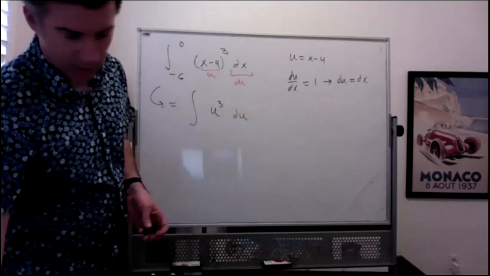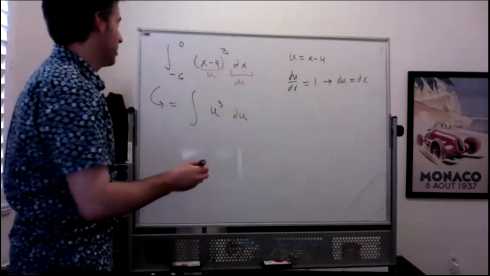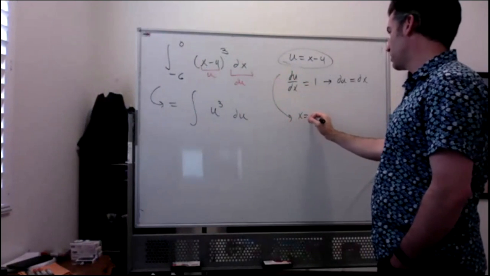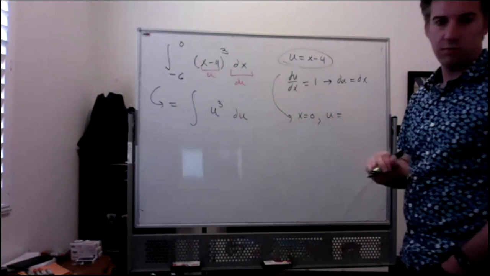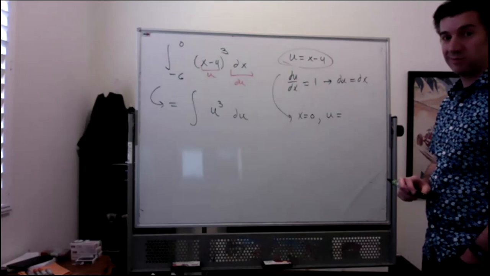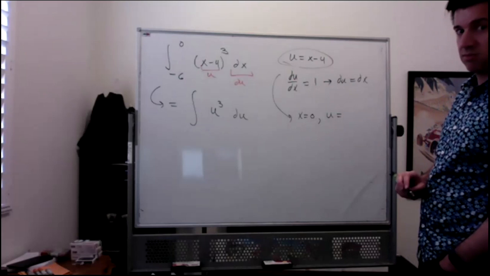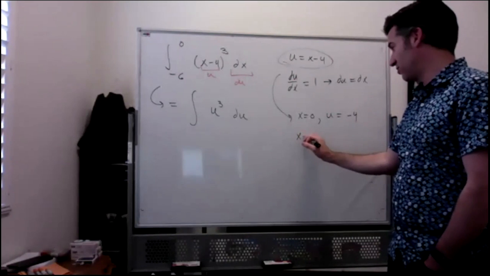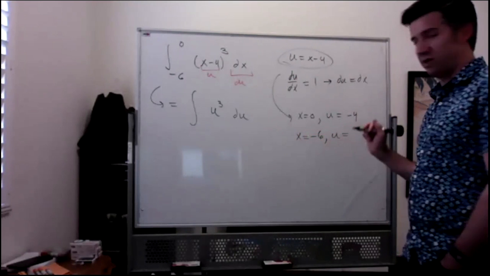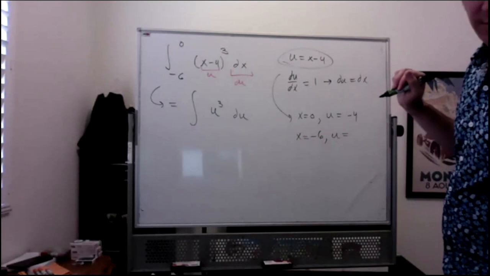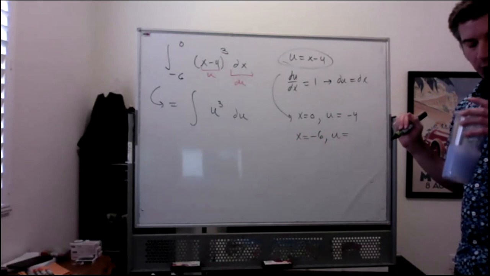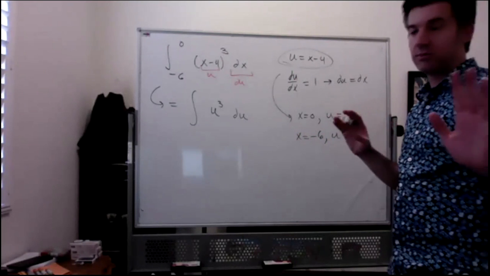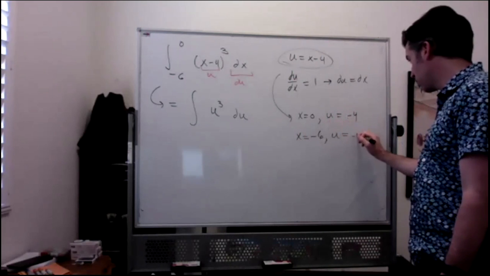All right. So help me out. I know that u is equal to x minus 4. If x is equal to 0, what should u equal? Thank you. And somebody else, if x is equal to negative 6, what's u going to equal? Yeah. Thank you, Kimberly and Rodrigo.